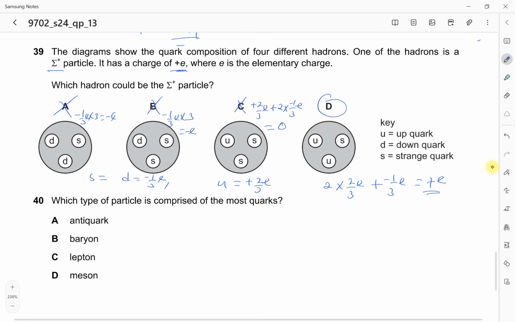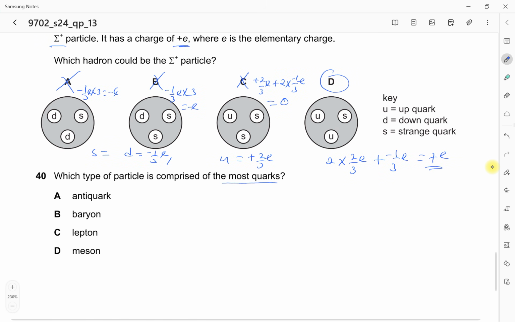Which type of particle is comprised of the most quarks? So an antiquark is just an antiquark. But leptons have no quarks. A meson is made up of a quark and an antiquark. A baryon is either a proton or a neutron. A proton has up, up, down. A neutron has up, down, down. So the answer here is going to be B, most quarks. So the answer is B.